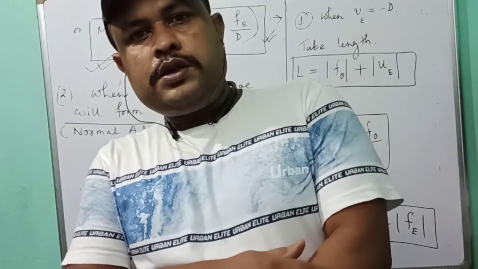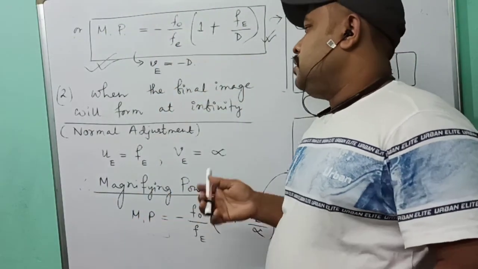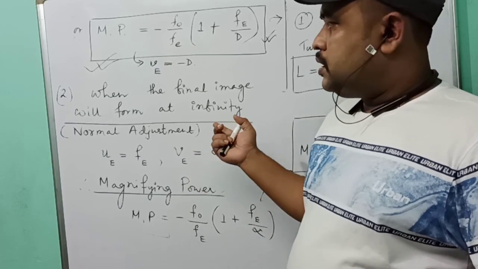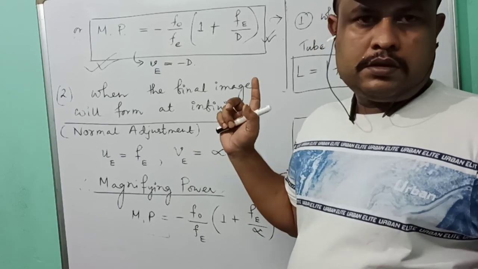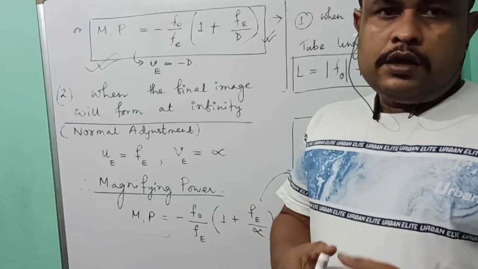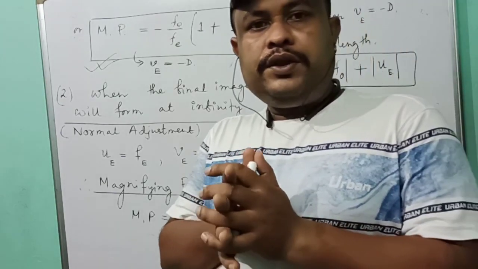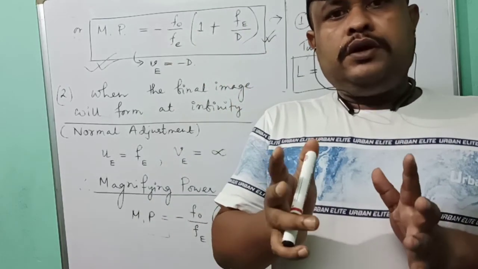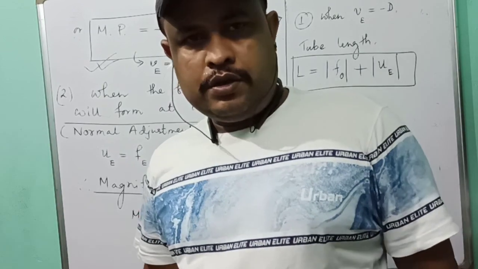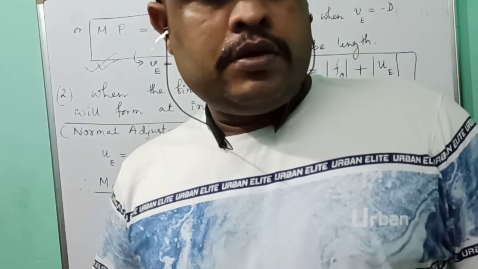So this was all about the astronomical telescope, when I consider it as a refracting type telescope. And for the reflecting type telescope, we will come in a second video. Okay, thank you.